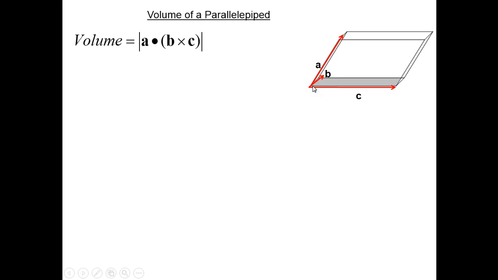So again, we're talking about a three-dimensional figure. We're talking about three vectors that all come from the same point. So we've got vector A, vector B, vector C, representing these three edges.